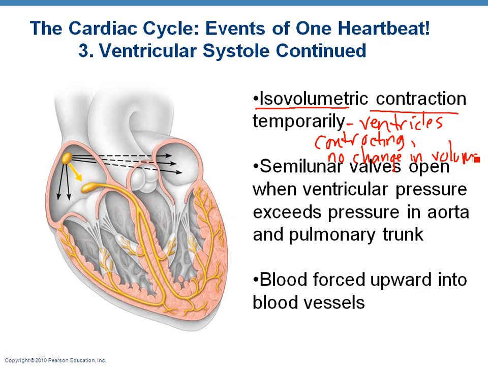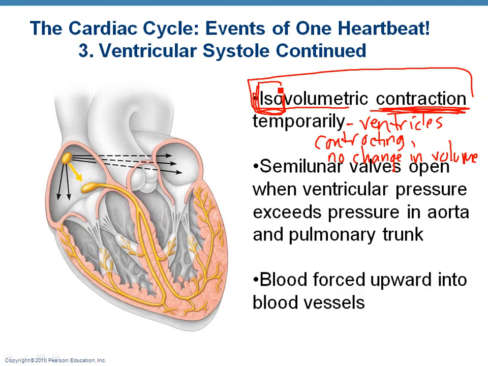That's because right now your AV valves are shut and your semilunar valves are shut for a brief period of time. So even though your ventricles are squeezing, they're not pushing any blood out of the ventricles and into the pulmonary trunk or the aorta. But that just occurs for a brief period of time. That event is called isovolumetric contraction. Iso meaning same. So even though the ventricles are contracting, the volume in the ventricles stays the same.